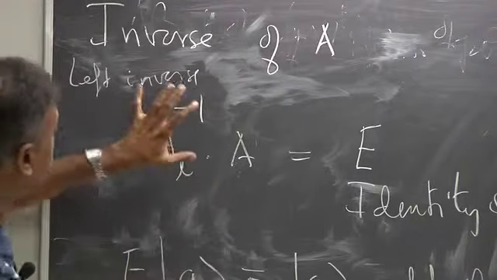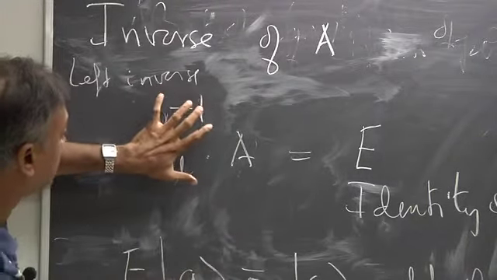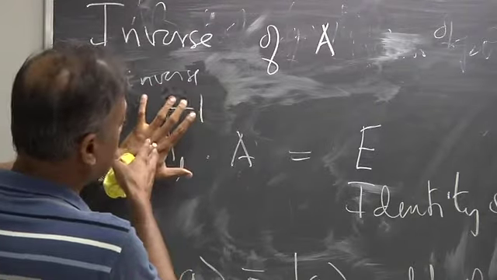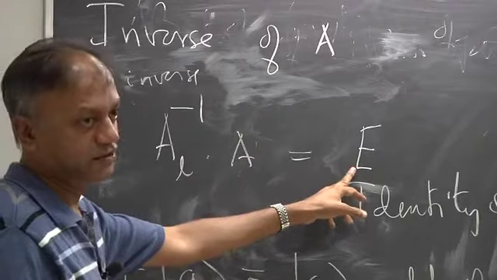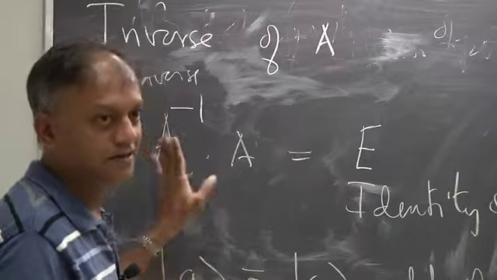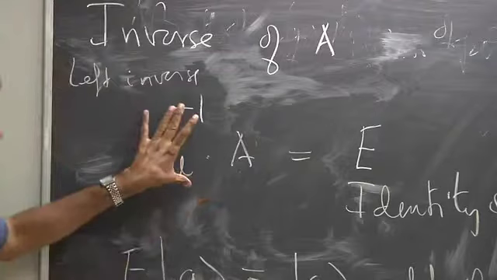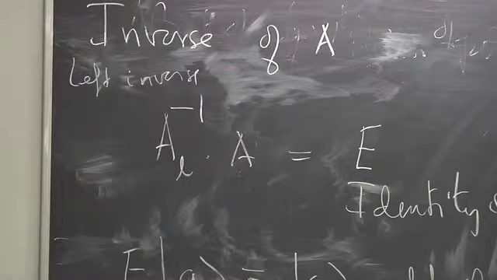What we are saying is there exists some linear operator such that when you multiply that operator from the left with A, it gives you the identity operator. If that exists, then you call this operator a left inverse of A. As I said, it may not exist. For some operators it may not exist, for some other operators it may exist.